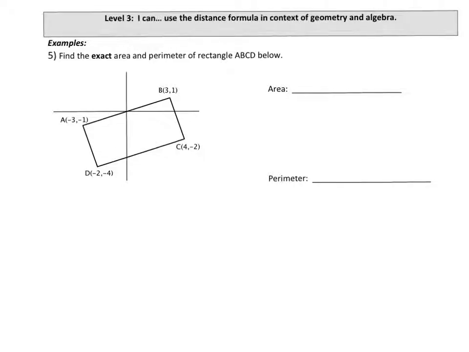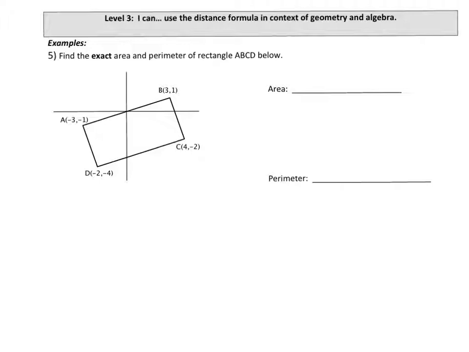In level 3, we're going to use the midpoint and distance formula to solve other problems in other contexts that may involve geometry or algebra. So in this example, we want to find the area and perimeter of a rectangle. And we have the coordinates of its vertices, but we need to know the length of the line segments.